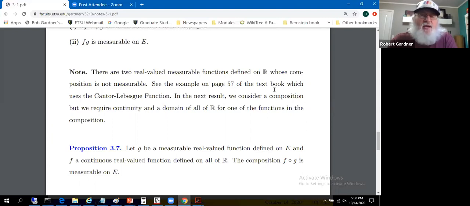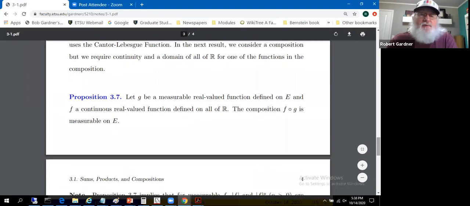Page 57 of the textbook, they use the Cantor-Lebesgue function to show that this need not happen. I can compose 2 measurable functions to get a non-measurable function. We need more hypotheses than just measurable when we look at compositions, and that's what the next result gives. Suppose G is a measurable real-valued function. They say real-valued versus extended real-valued. This is the context that they're using that in.